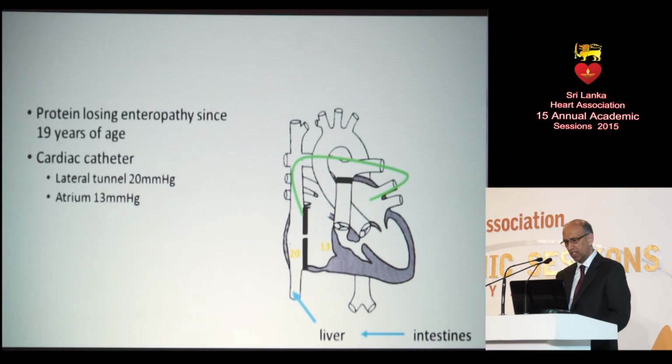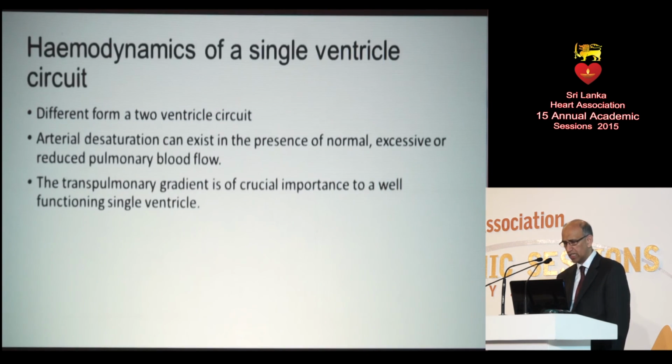So I think I've used this case of a single ventricle to illustrate the type of repair that is carried out, but also to tell you one or two basic principles of a single ventricle circuit in terms of the hemodynamics. The arterial desaturation in a person with a single ventricle can really happen in the presence of normal, reduced or excessive pulmonary blood flow. And when we talk about pulmonary artery pressures in a single ventricle circuit, they are completely different from the concept of pulmonary hypertension that we talk about in the normal circuit.